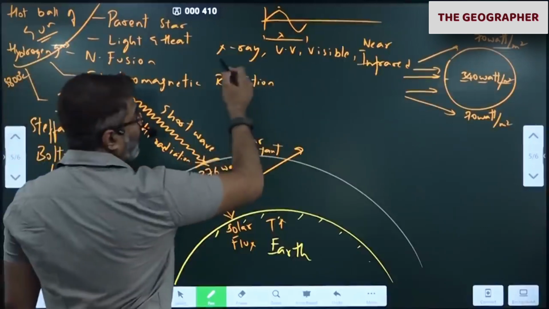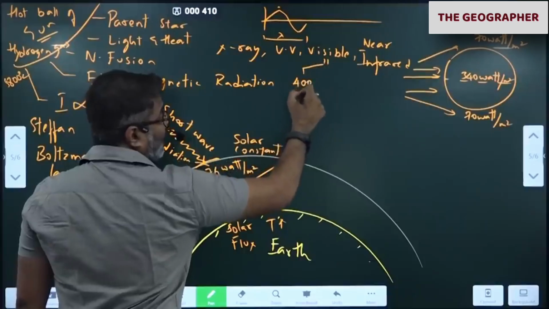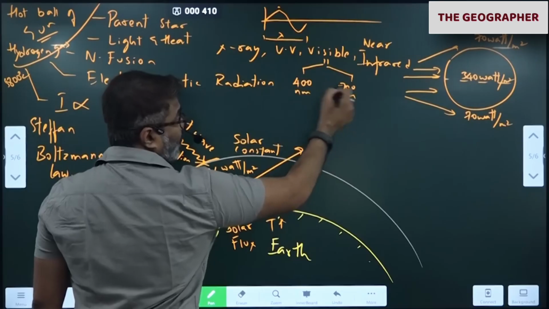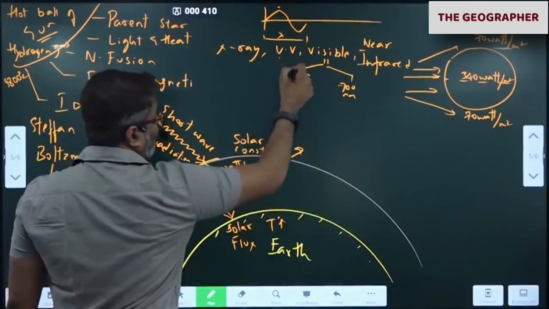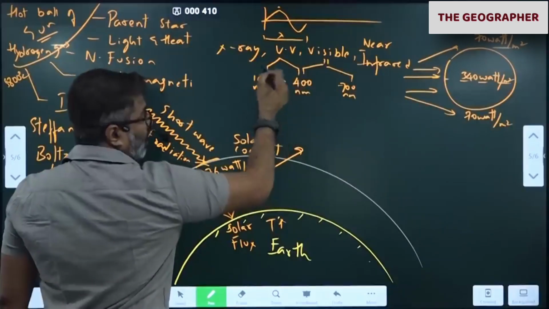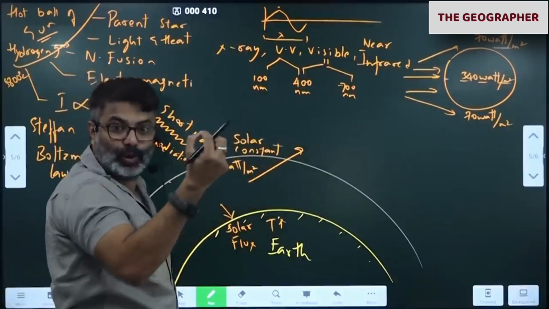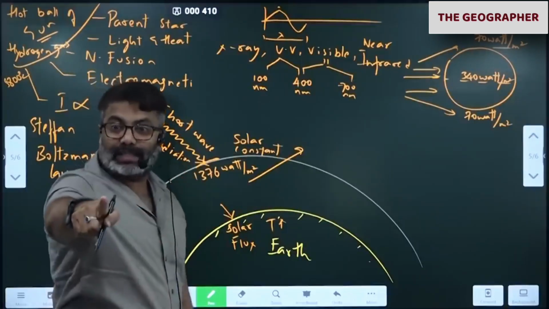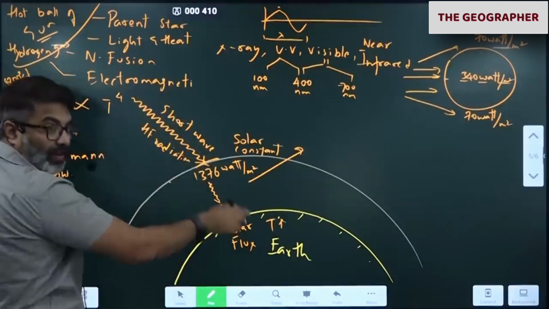You see, X-ray, UV, visible: the visible wavelength itself is 400 to 700 nanometer. All of you understand nanometer? UV goes from 100 nanometer to 400. This is less than visible. X-ray is less than 100. The wavelength is so small. Nano is 10 to the power minus 9. So it can easily pass through gases. So our atmosphere can't stop short wave.